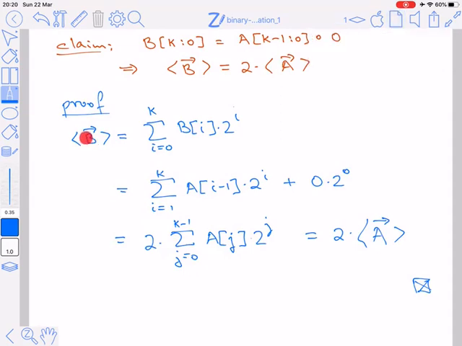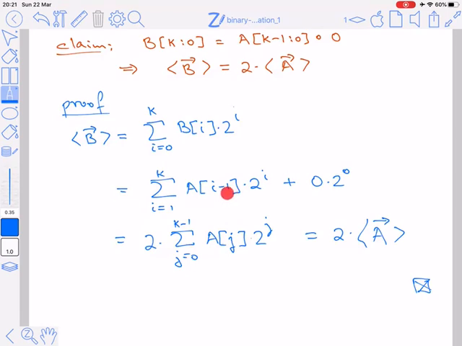What is the number that B represents? By definition, it is this power series: the sum for i from 0 to k of b_i times 2 to the power of i. Now, b_0 is 0. And now I take the summation from 1 to k. But what is b_i when I go from 1 to k? It is a_(i-1).